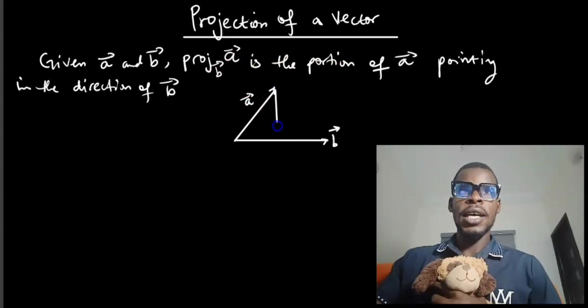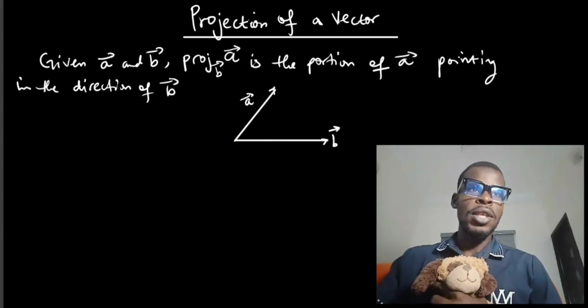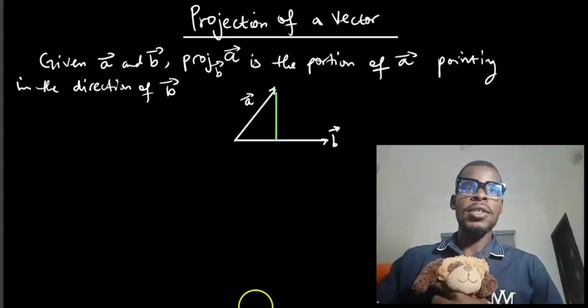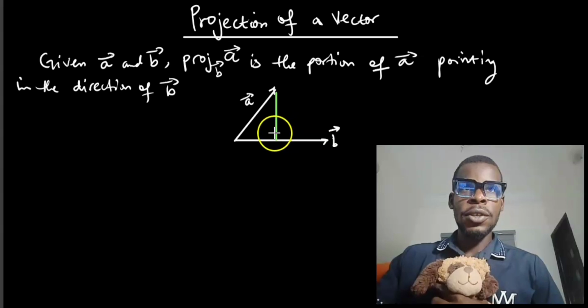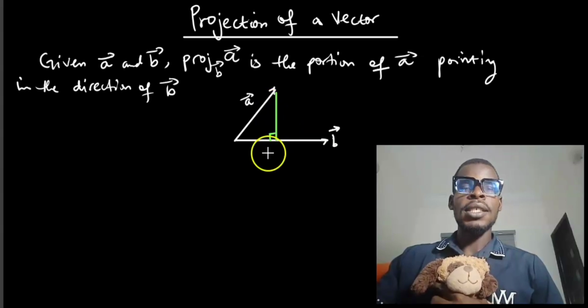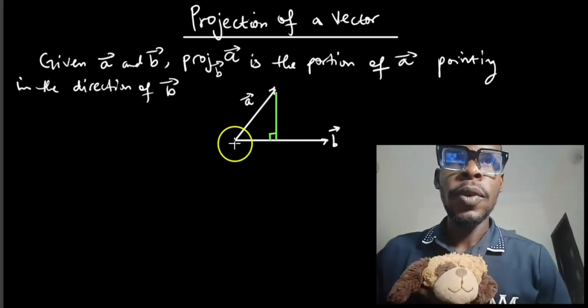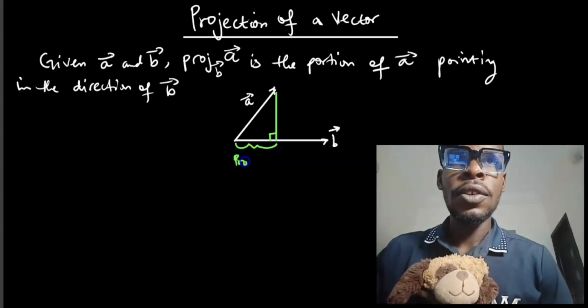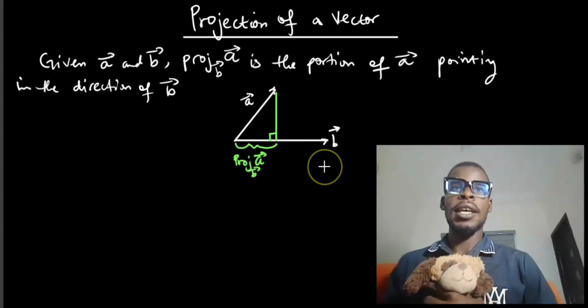Now this is how to think about it. It's like the shadow of vector A on vector B, such that it is perpendicular to the direction of vector B. So that is how we want to think about it. This portion from here to here is the projection of vector A in the direction of vector B. It's the portion that is like a shadow.